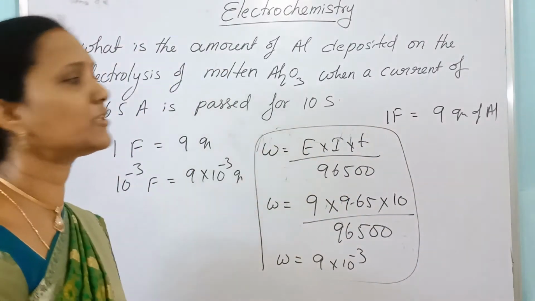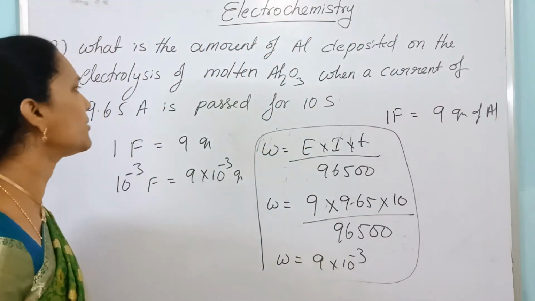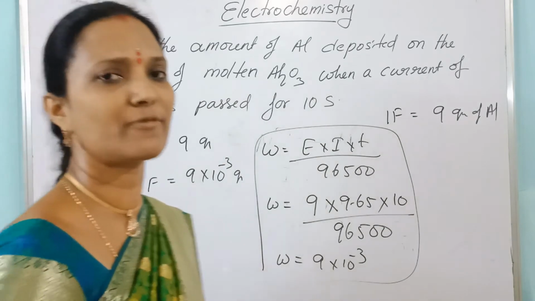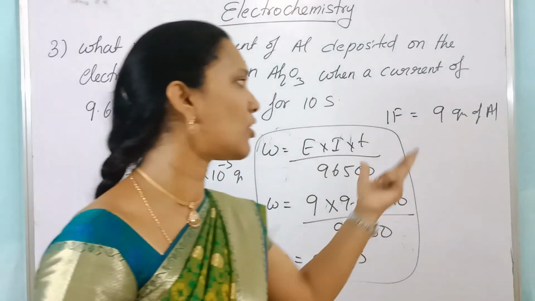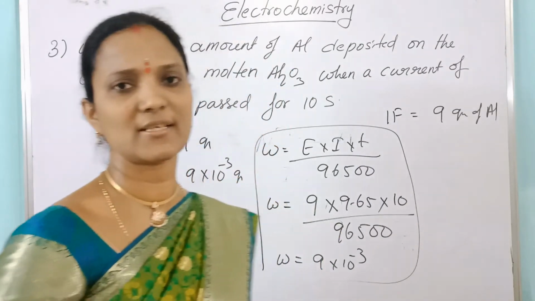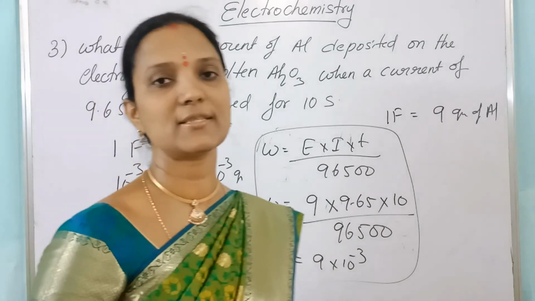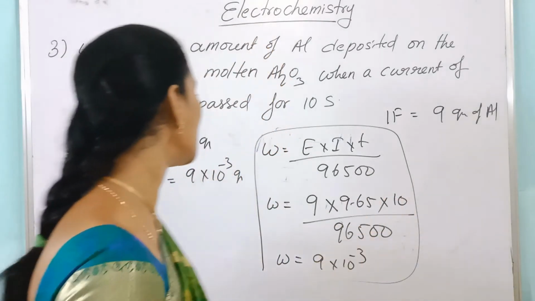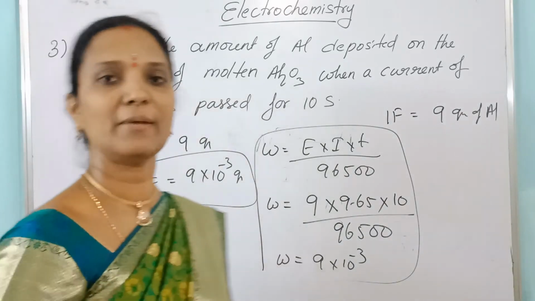Otherwise, without using pen and paper, how to solve? 1 Faraday gives 9 grams. Now here 9.65 into 10 is 96.5, so definitely 10 power minus 3 Faradays. 10 power minus 3 Faradays will give how much? 9 into 10 power minus 3. So 1 equivalent, and 10 power minus 3 equivalents, is nothing but 9 into 10 power minus 3. This is the amount of aluminum deposited.